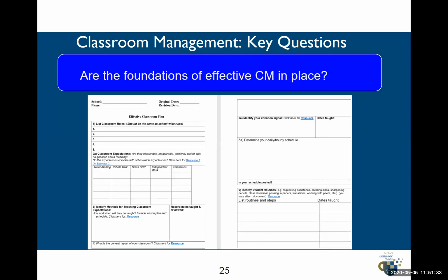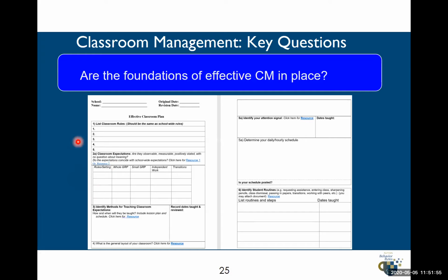So one of the reasons I like this classroom management plan template is because it aligns with those practices that we just went over, and it does help you to answer those questions that we just talked about. So the first question was, are the foundations of effective classroom management plans in place? So I'm just going to use this laser pointer.